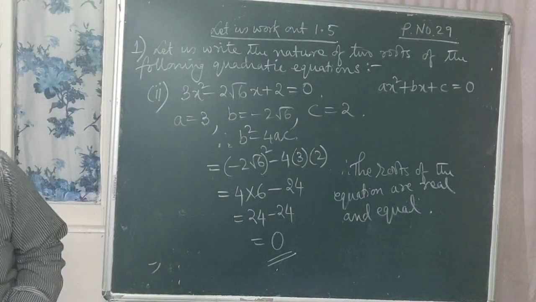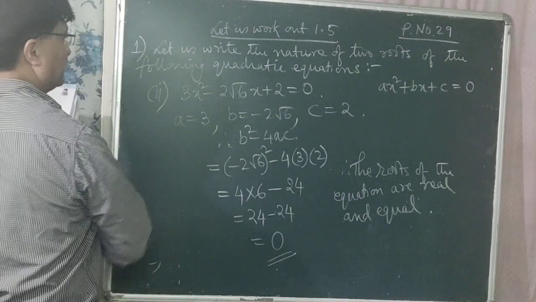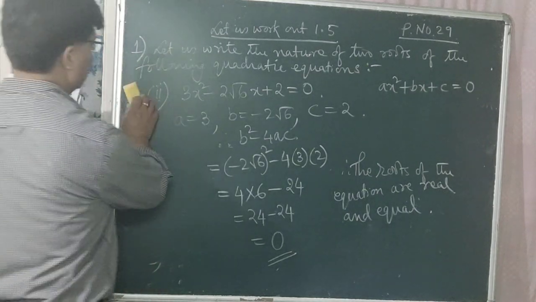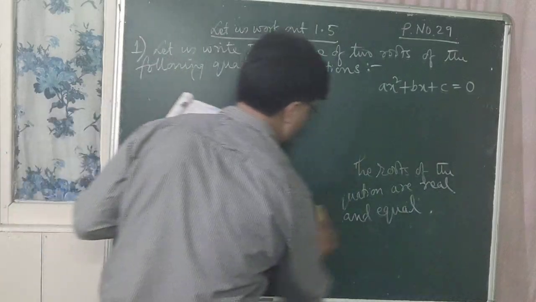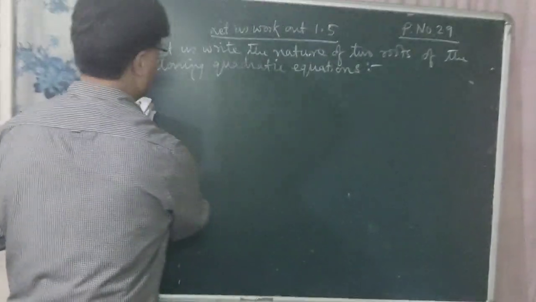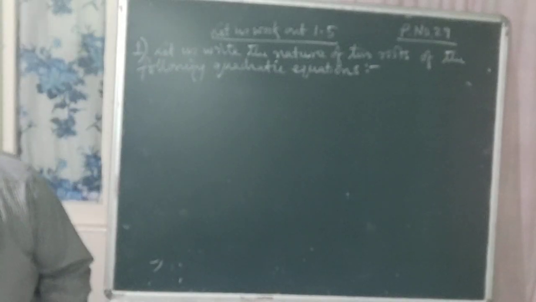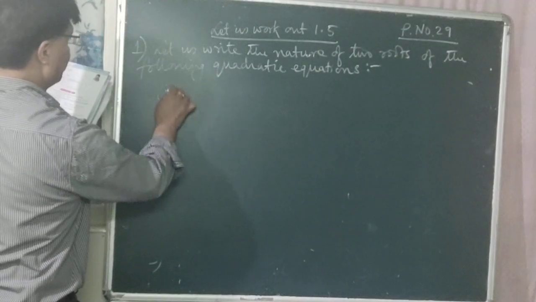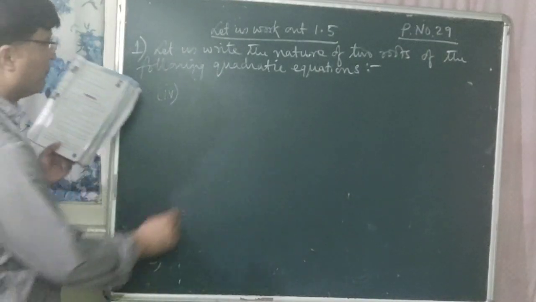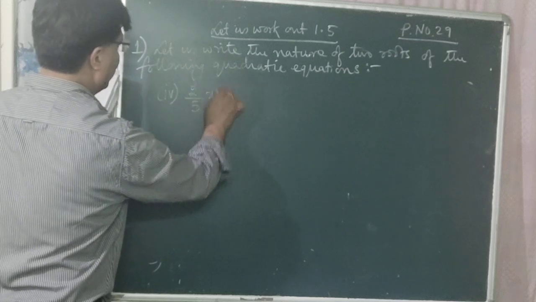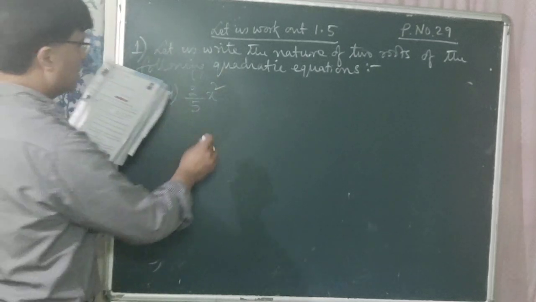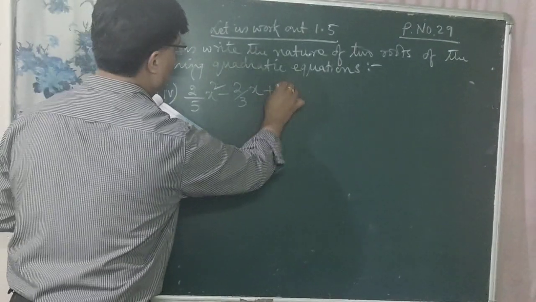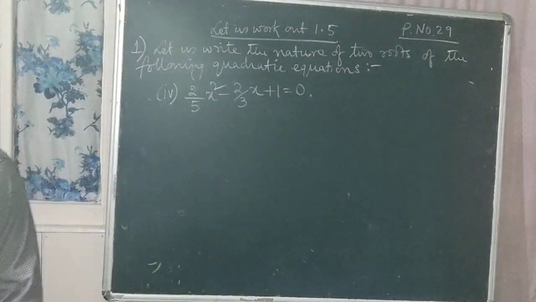So now let us do question number 4. Now question number 4 is 2 by 5 x square minus 2 by 3 x plus 1 is equal to 0.